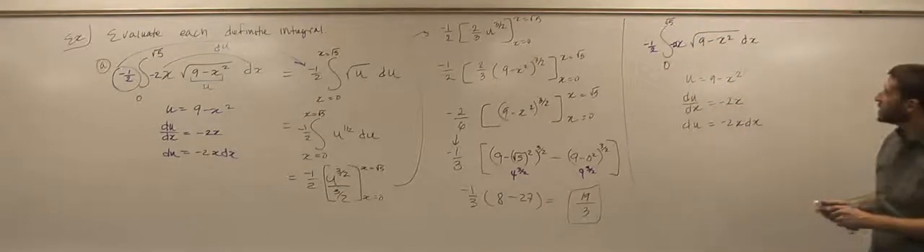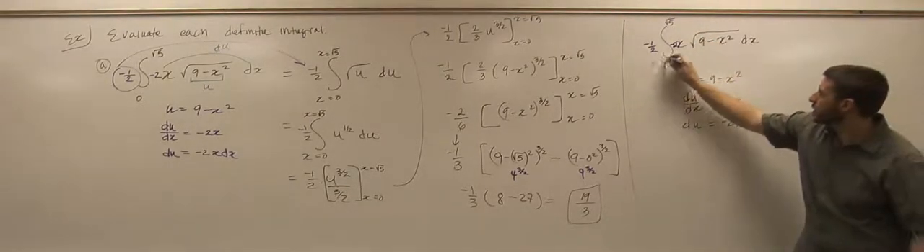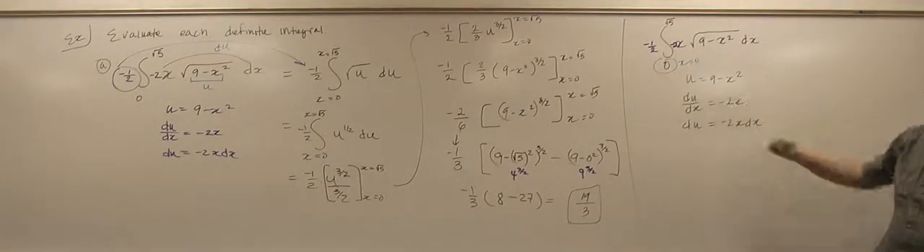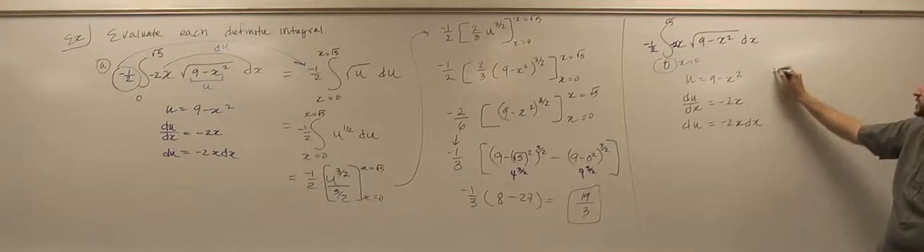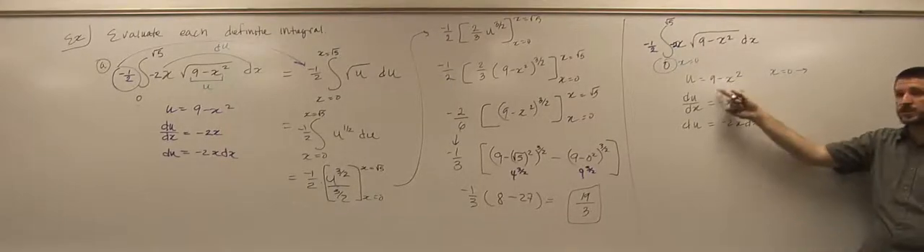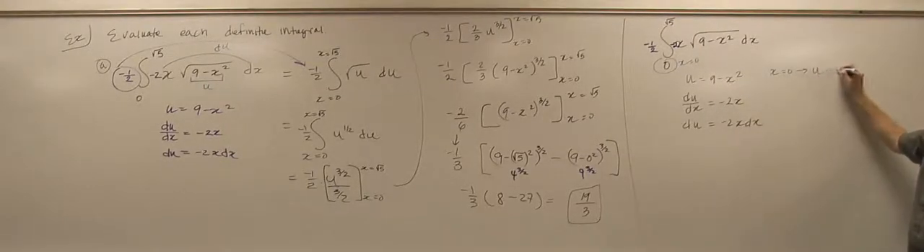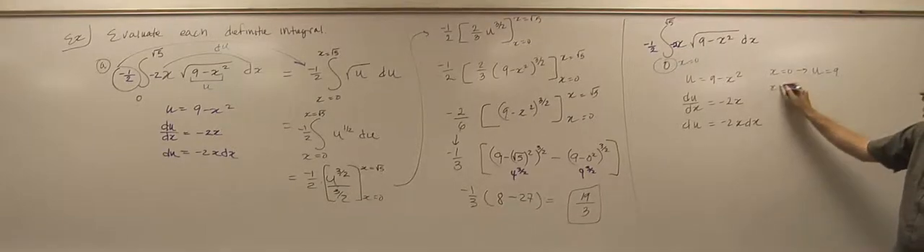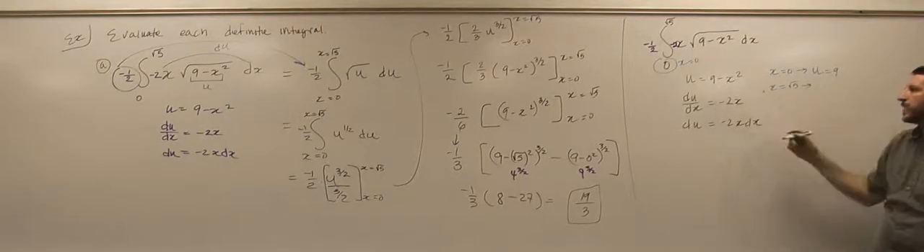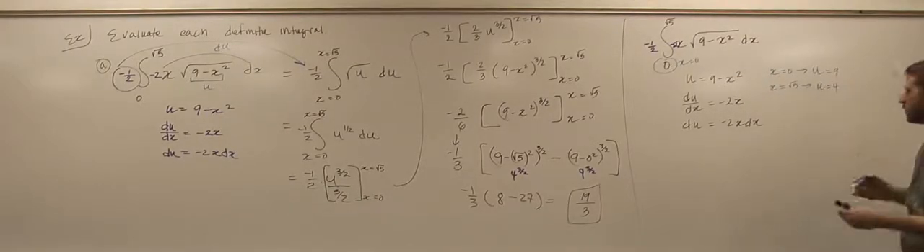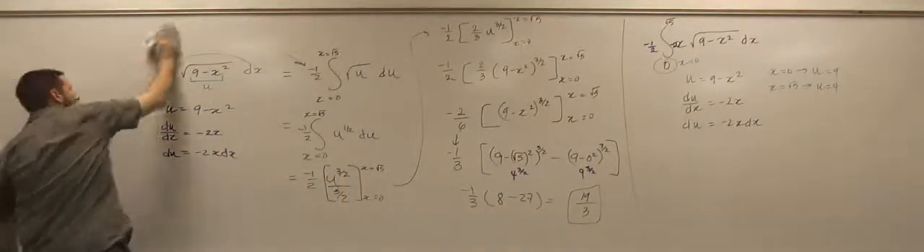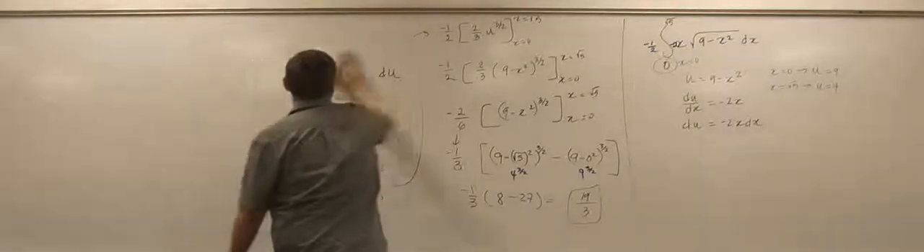All right, so I'm going to take this x equals 0 right here and convert it using this equation. If x equals 0, what does u have to equal? 9, right? Because you plug in 0. And if x equals √5, put the √5 here. Yeah, 9 minus 5 will be 4. So then you can get rid of the x limits and change it to u limits.